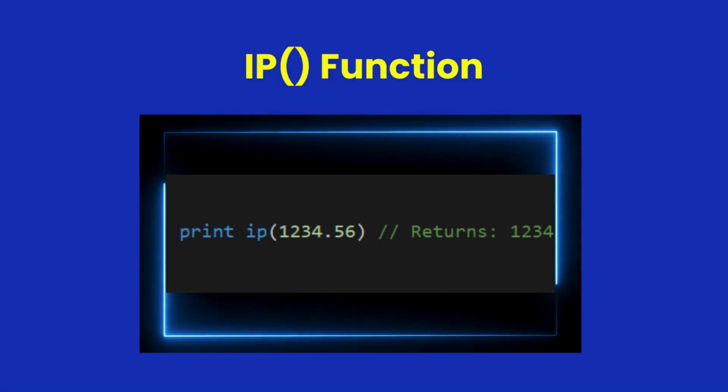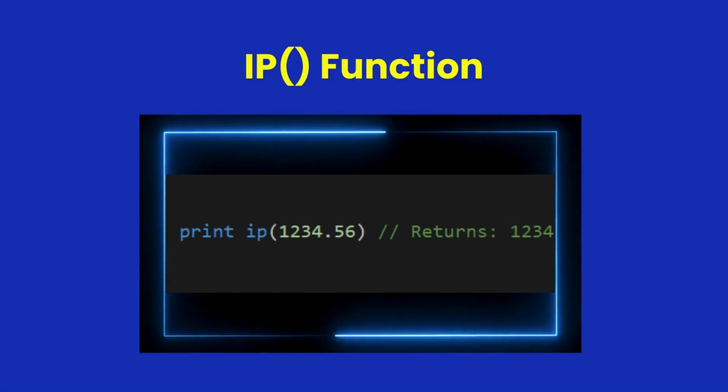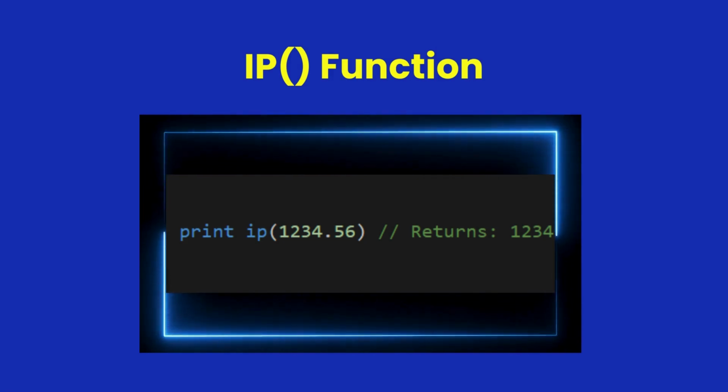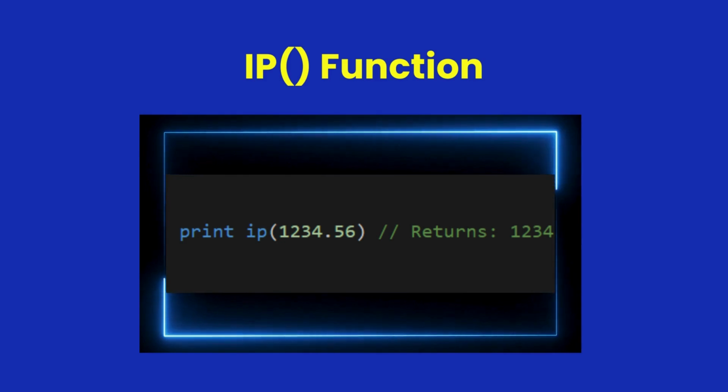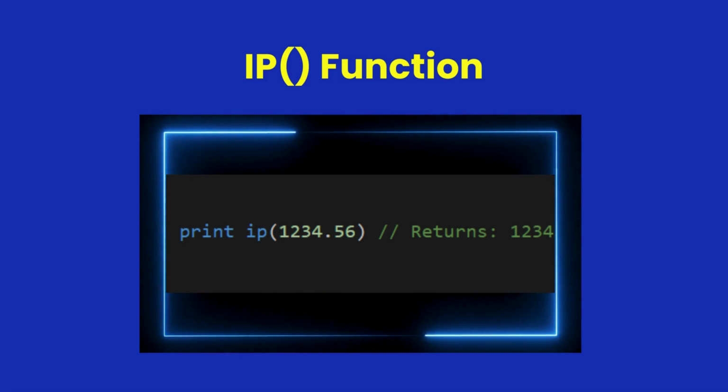The ip function truncates the value of a real number at the decimal point and returns the integer portion. For example, the ip function is useful for truncating numbers without rounding.